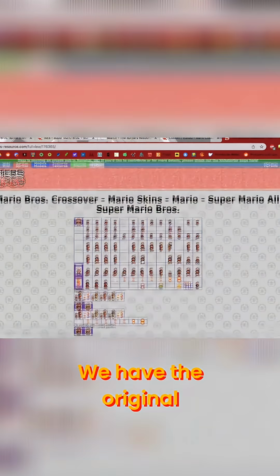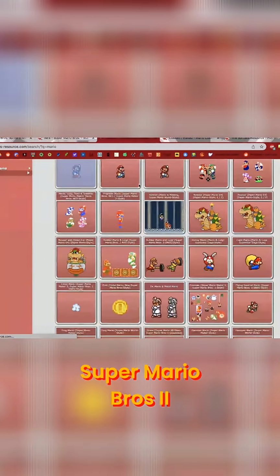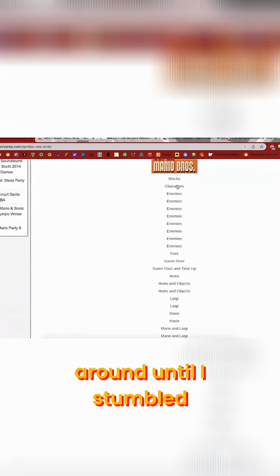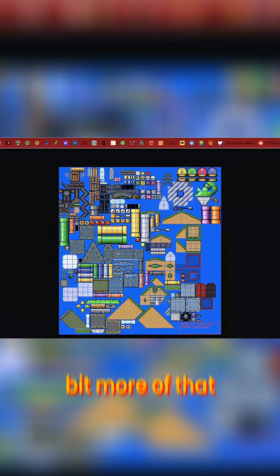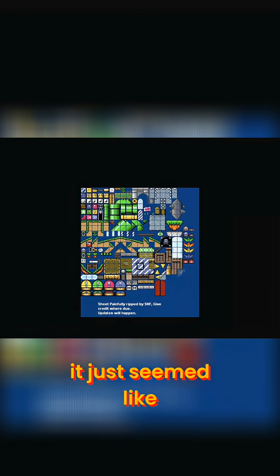I was basically just scrolling through all the Mario sprites. We have the original Super Mario Bros, Super Mario Bros 2, 3, and I just started bouncing around until I stumbled on Super Mario World for the SNES, for those who want to get specific. And it was just giving the vibes I was looking for. The greens were really popping. It was a little bit more of that cartoonish feel, and seeing the kind of video that we were making, it just seemed like the perfect fit. So obviously, we went with Super Mario World.